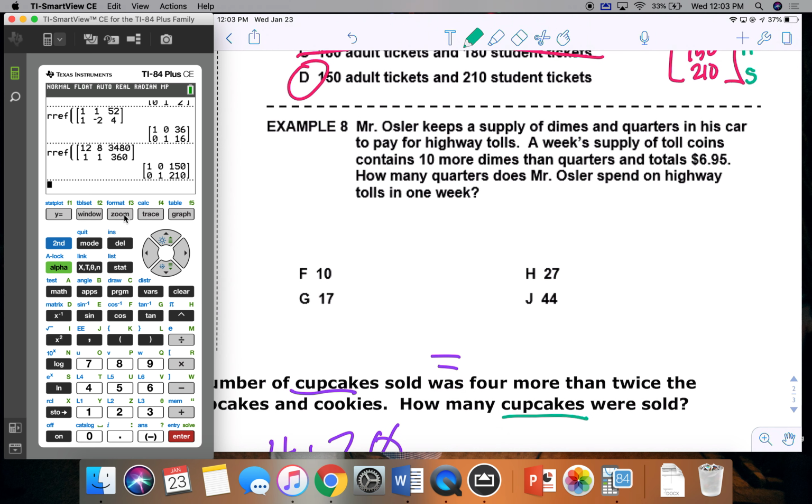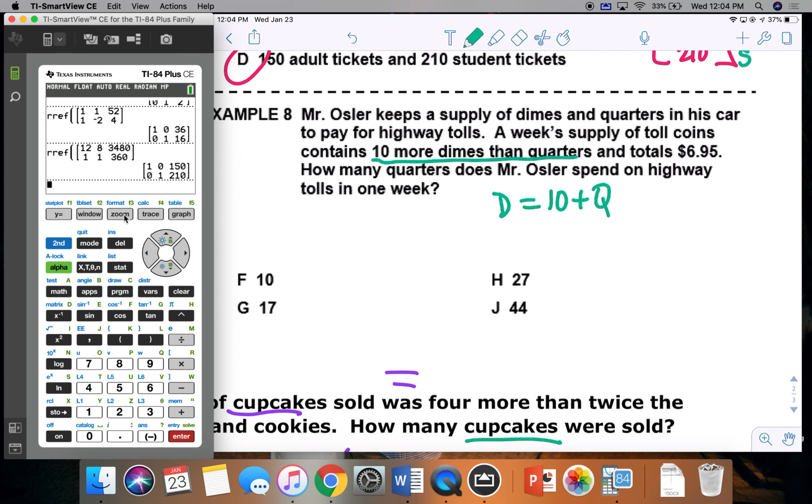Example 8, we have dimes and quarters. There are 10 more dimes than quarters in total money. So there are 10 more dimes than quarters. Dimes equal 10 more than quarters. And then we have a money equation. Money equations, we always have to put the value with the coin. So dimes are worth 0.10. Quarters are 0.25. And your total money is $6.95.